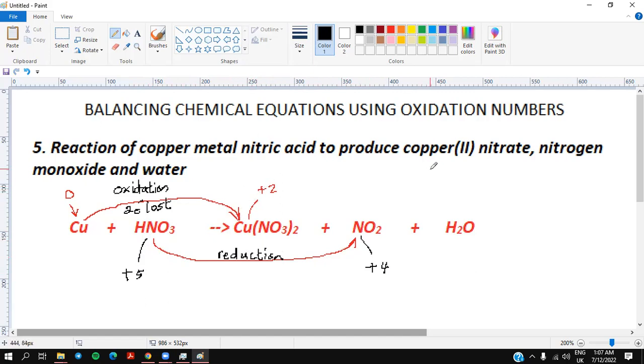I think I'm making a mistake here. The mistake is, this is not nitrogen dioxide. I'm writing here nitrogen monoxide. So let me remove this 2. And this +4 also should change to +2. However, it is reduction. And when you go from +5 to +2, it is reduction. 3 electrons gain.